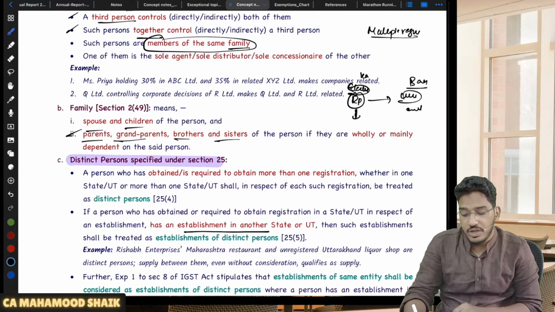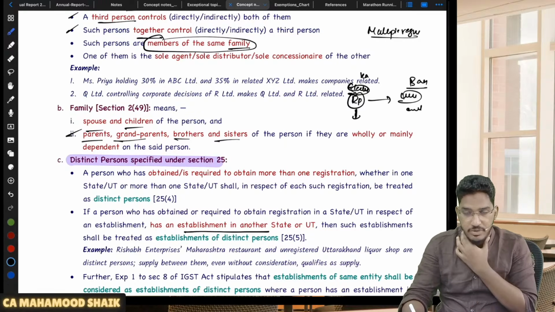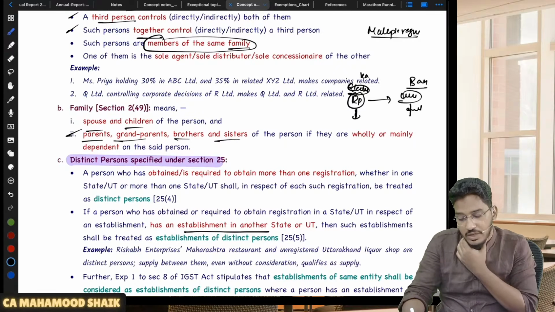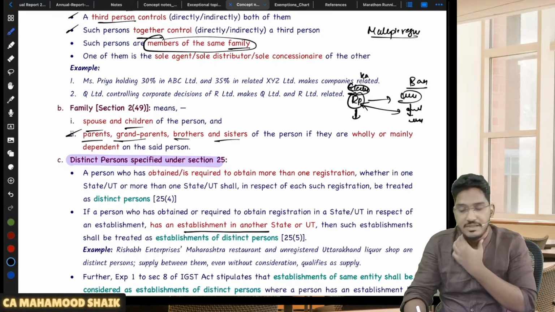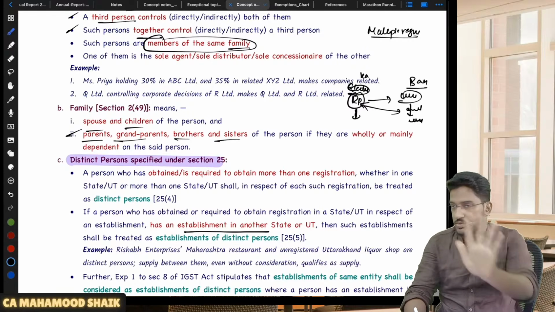My electronic store in Karnataka is registered because it is a taxable supply, whereas whatever bar I am running in Tamil Nadu, it is not taxable supply. So that's why I am not making it registered. That is an unregistered entity, but you both will be treated as establishments of distinct person. So this you have to remember.